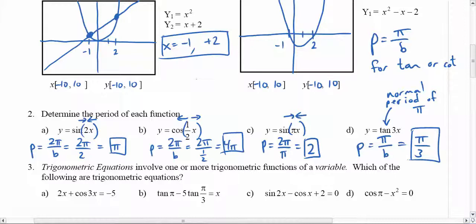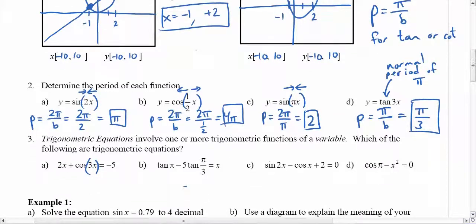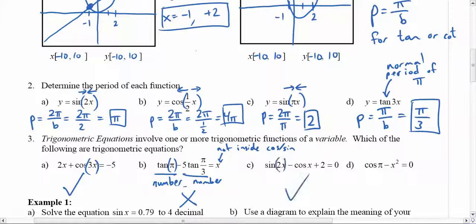Now, a trig equation is a trig function that has some variable inside of the trigonometric function. So if you have an x inside of your cosine or sine or tangent, then this is a trigonometric function or equation. What about the second one? No. Tan of pi is just a number. Tan of pi over 3 is also a number. The x is not inside a cosine or a sine. So this is not a trig function. Which other one is a trig function? C. C has an x inside of the sine, but D does not. This is just a number. So this one is not a trig function.